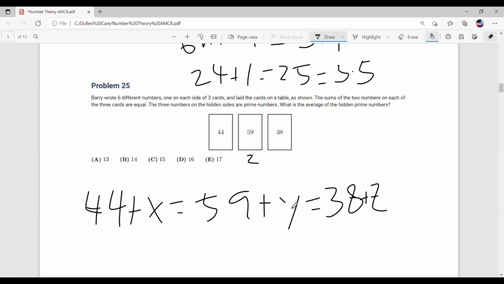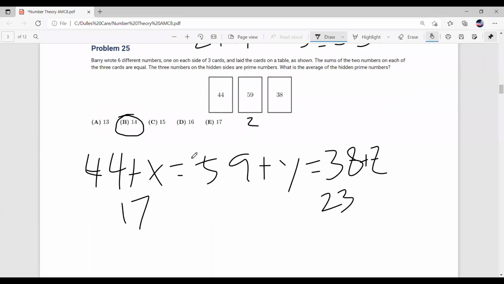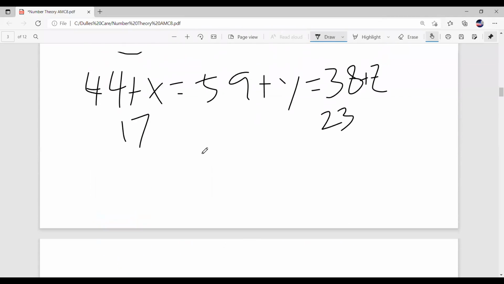So from there, we can get that x is equal to 61 minus 44, which is 17, and that z is equal to 61 minus 38, which is 23. So then 23 plus 17 gives us 40, plus 2 gives us 42. Divide by 3, and that gives us 14. So that's our whole solution.